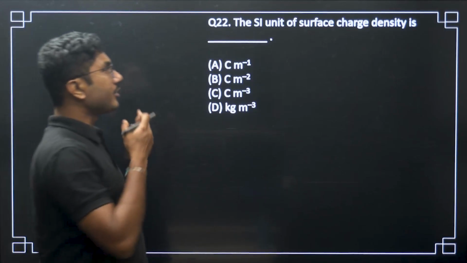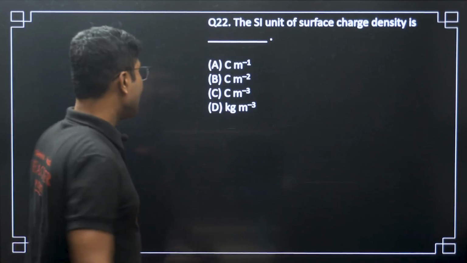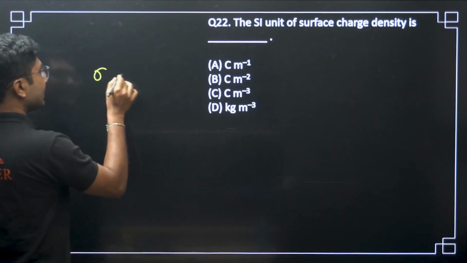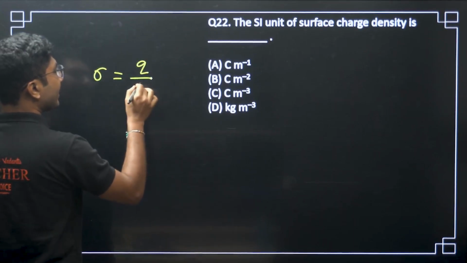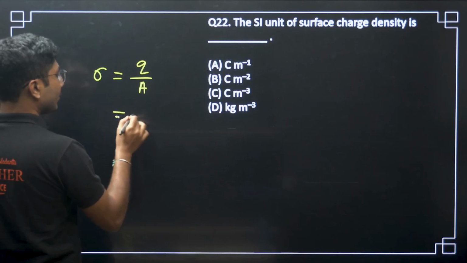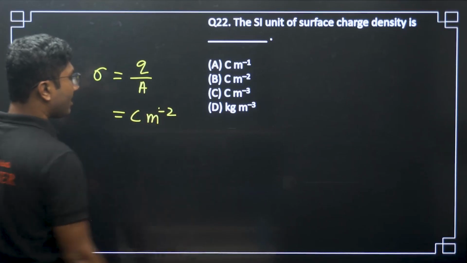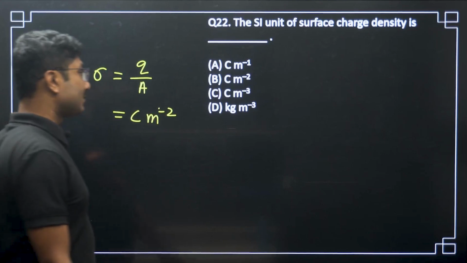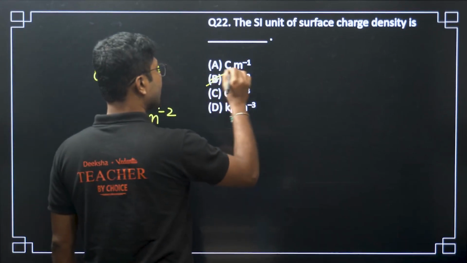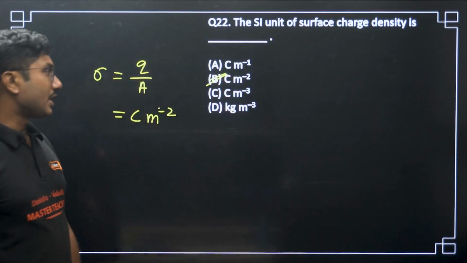The SI unit of surface charge density. Surface charge density is basically charge divided by surface area, so it will be coulomb per meter square, so coulomb meter to the power -2. So coulomb meter to the power -2 is the unit of surface charge density.